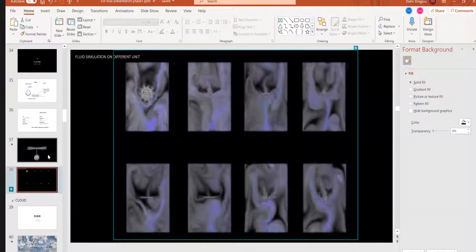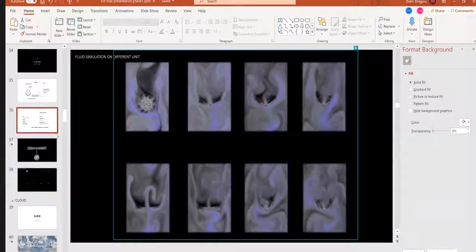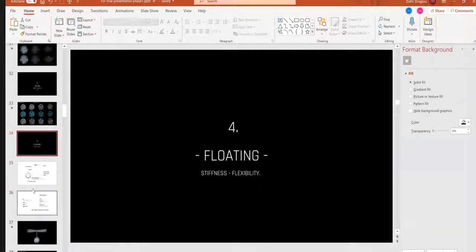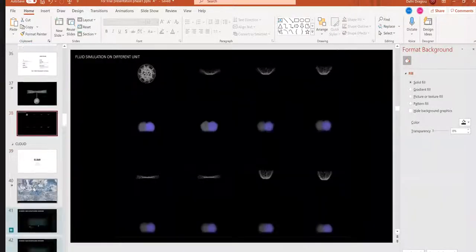Mm-hmm. It's too obvious, actually. Yeah, we agree. Yeah, but it's good. I think it's good as a process. It's good if you manage to do it. I think it's good.